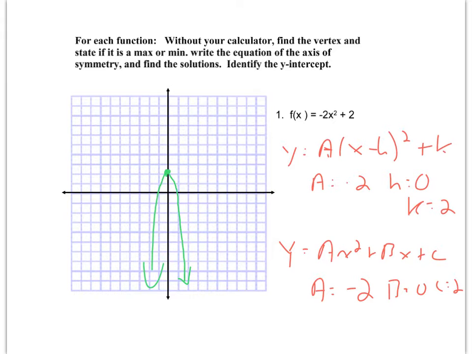Therefore now, thinking about what are some of the things I need to find. I need to find my vertex. It is at 0, 2. So my vertex equals 0, 2. Which means now my axis of symmetry is going to equal, it's always a vertical line where x is, so it's x equals 0. And this is going to be a max because it's the top of my function. In other words, right here, this vertex is the maximum. It's the maximum point of my graph.